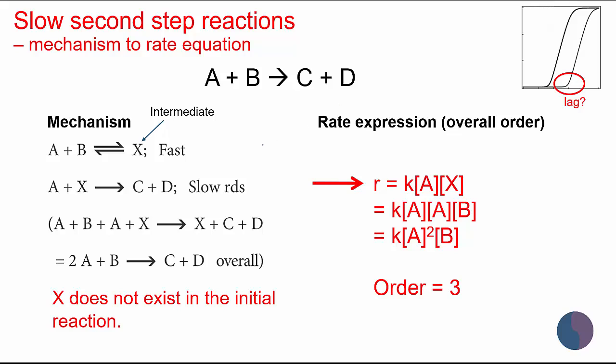Okay, we're going into second step reactions here. So now this is the only one that counts. And so the rate order for that would be AX, but X doesn't exist. It's intermediate. It comes from AB. So we have to rewrite it like that. So that'll be A squared B, third order reaction.